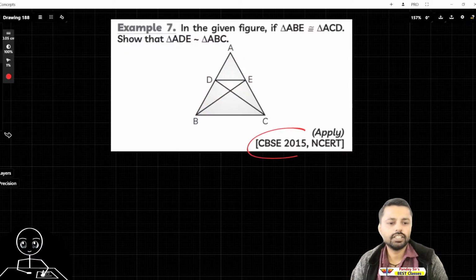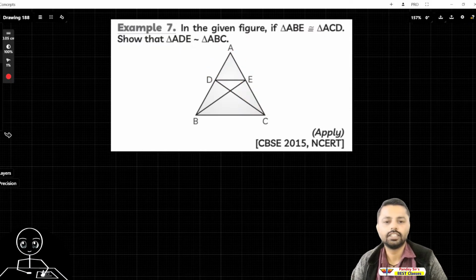It was asked in NCERT also, in 2015. And ACD is this one. You have to prove ADE is similar to ABC. This ABC. How will you do that?